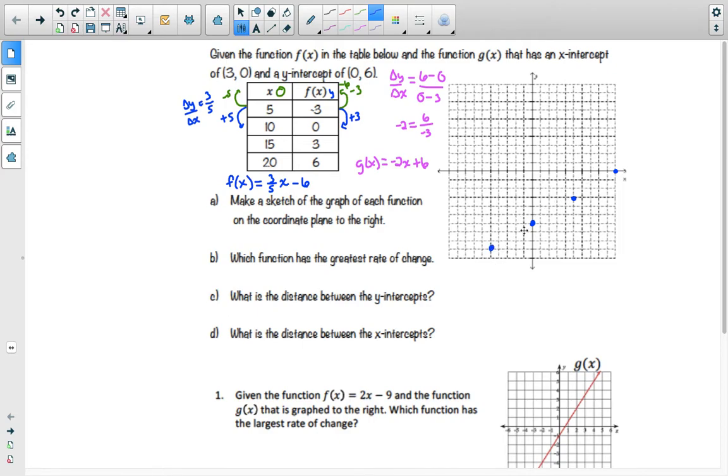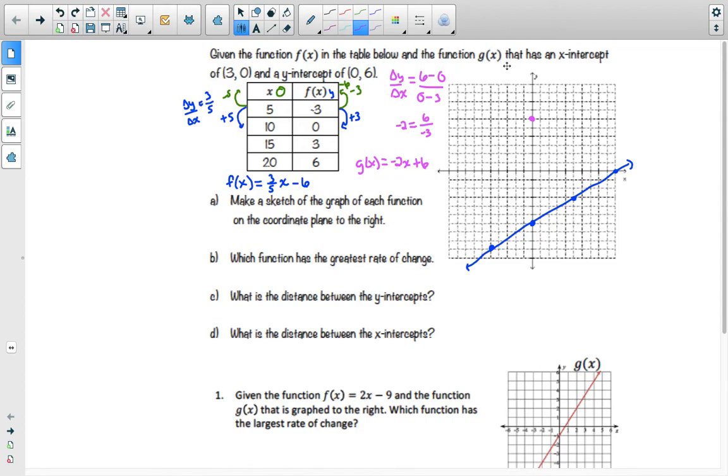Now that I have as many coordinates as I can graph, I will connect these with a line and put arrows on the end. I'll do the same thing with my g of x. My coordinate for my y-intercept is (0, 6). So 0, 1, 2, 3, 4, 5, 6. And my slope is -2. So again, that's -2 over 1.